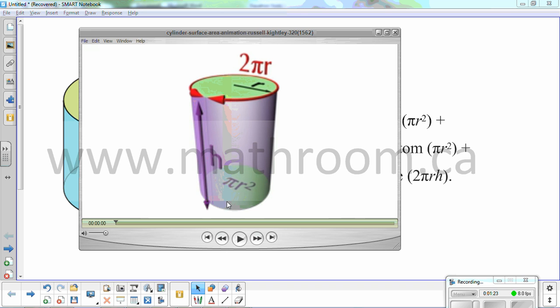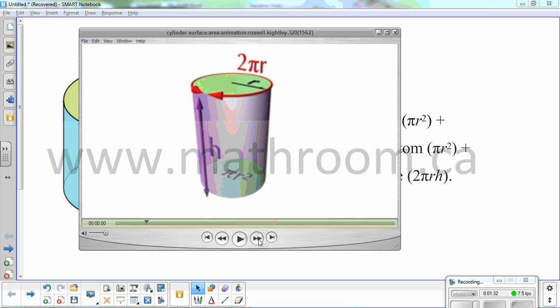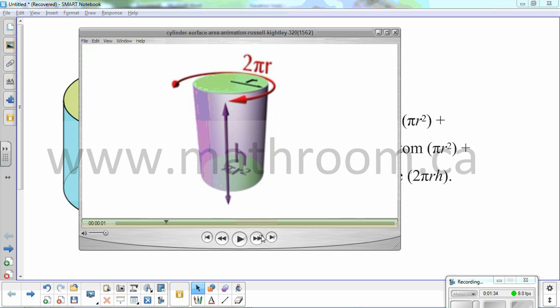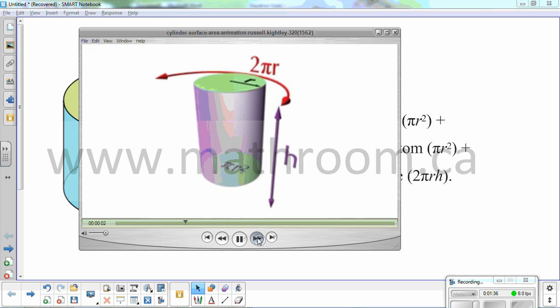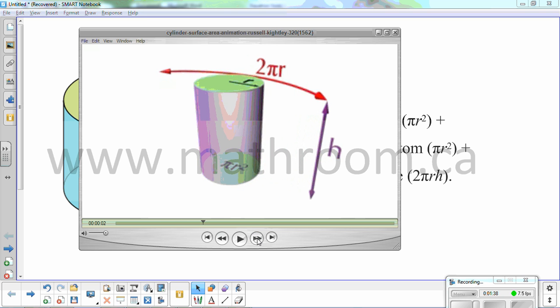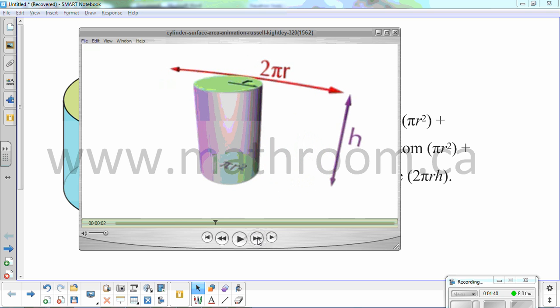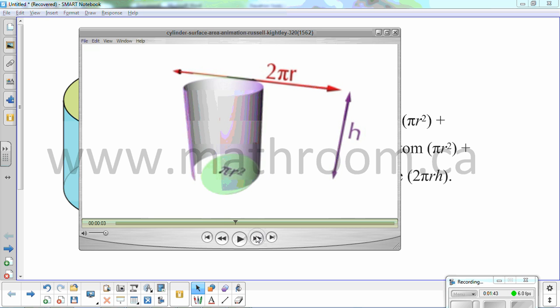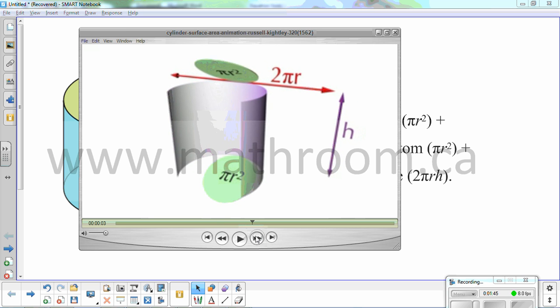You can see that the bottom is a circle. We use pi r squared, same as the top. The purple h here represents the height of the cylinder. If we watch the red line, the circumference, it peels back, and it ends up becoming the length of a rectangle. Really the side of a cylinder is a rectangle wrapped around those two circles.